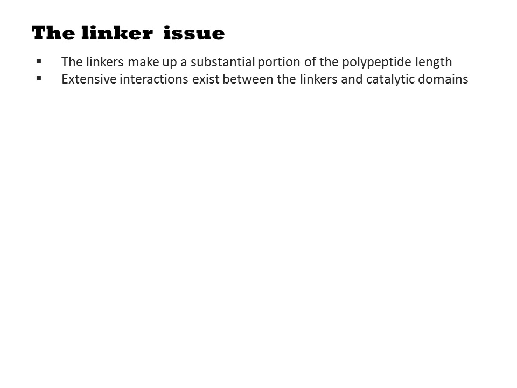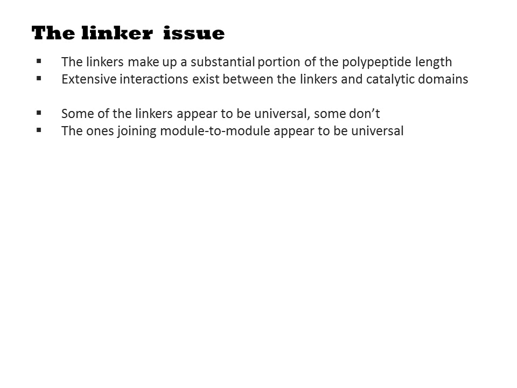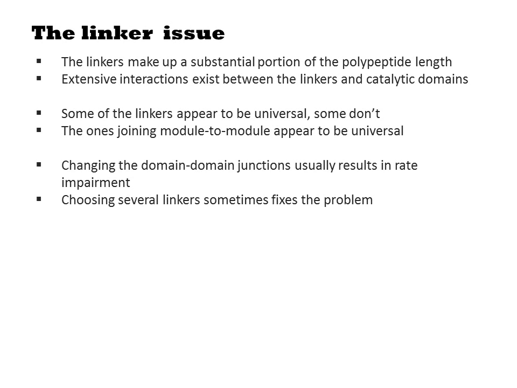These linkers make up a substantial portion of the polypeptide's overall length, and there are extensive contacts between the linkers and catalytic domains. Some of the linkers appear to be universal, but not all. The ones that join module to module appear to be more universal. Thus, it is usually easier to make chimeras at the level of modules than at the level of domains. If you change the domain-domain junctions, usually there is miscommunication between the domains and a rate impairment. Trying several linkers often fixes the problem, resulting in functional chimeras.